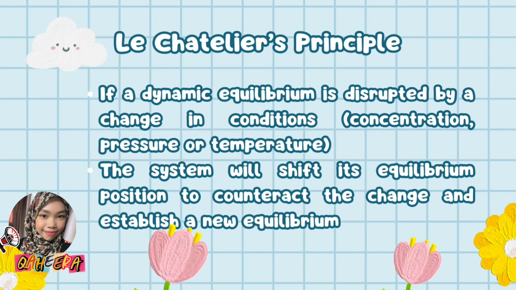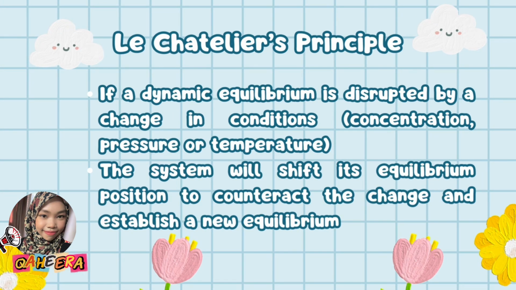Now I will be explaining about Le Chatelier's principle. Le Chatelier's principle states that when a system at equilibrium is disturbed, the system will shift in a direction that reduces the effect of the disturbance and re-establishes equilibrium. There are 3 main factors that can disturb equilibrium. Number 1 is change in concentration, number 2 is change in pressure or volume, and number 3 is change in temperature.